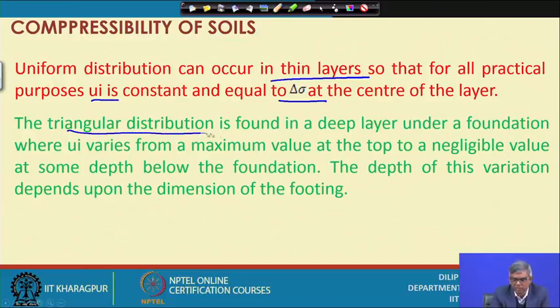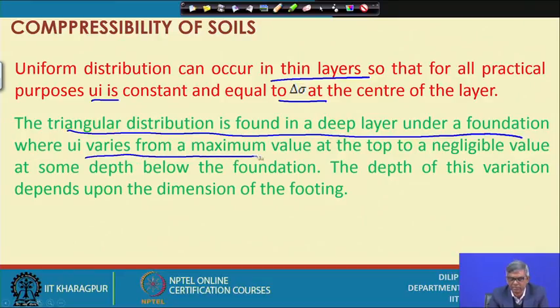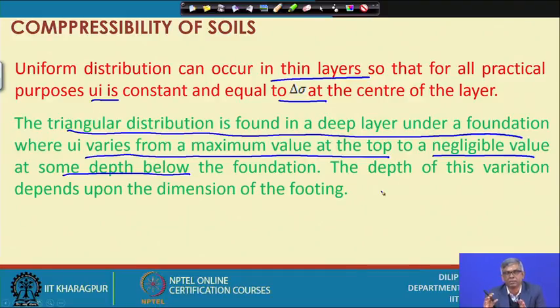And a triangular distribution is found in a deep layer under a foundation, where ui varies from a maximum value at the top to a negligible value at some depth. Why? Because immediately after loading the pressure will be more on the soil, and as you go deeper and deeper the pressure will be less, and this pressure will be countered by the pore pressure only. So near the surface the pore pressure will be more, and at greater depth it will be negligible, and sometimes it will become 0.